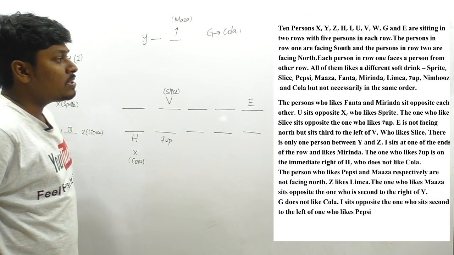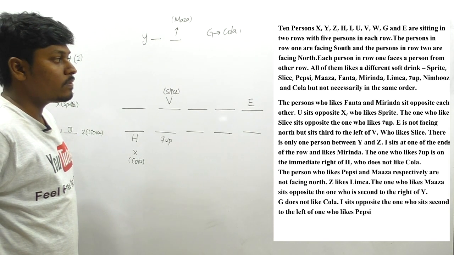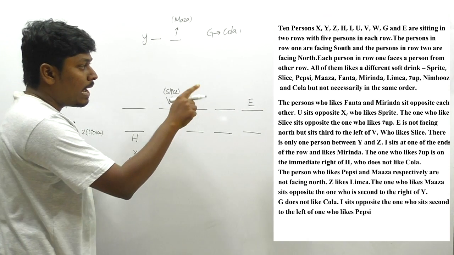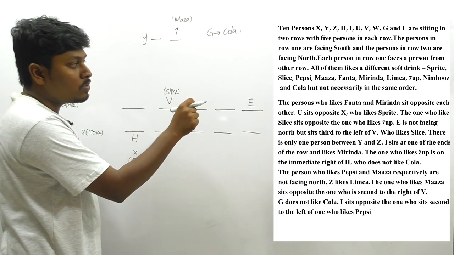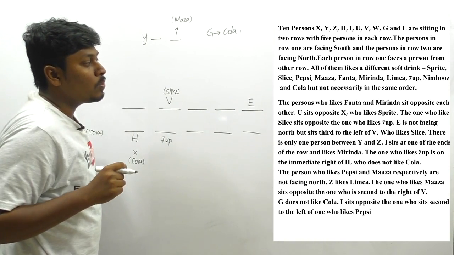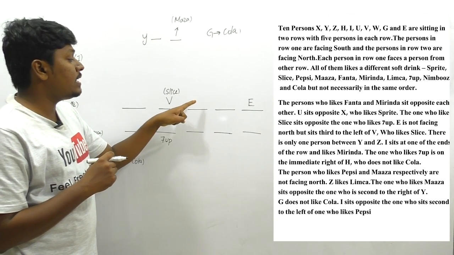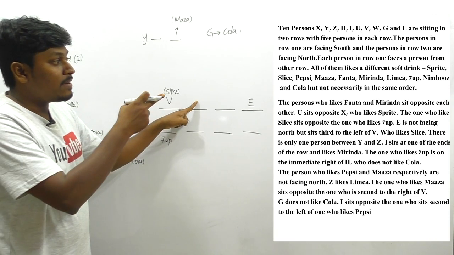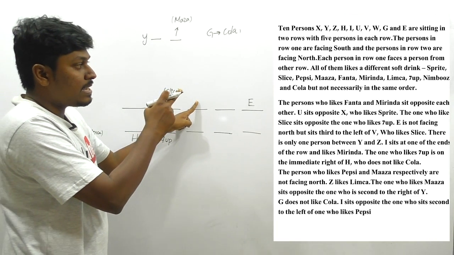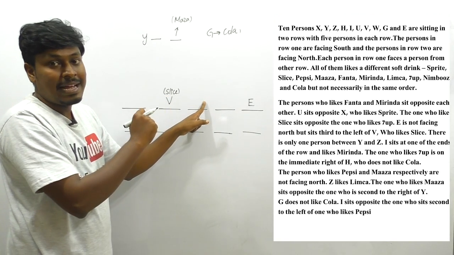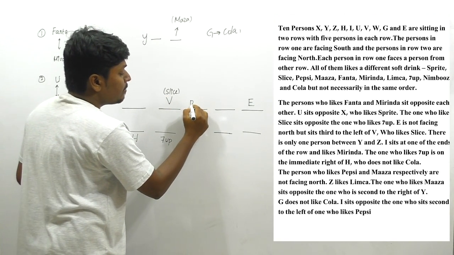I sits opposite to one who sits second to left of who likes Pepsi. Yeah, this is the exact clue. Friends, listen carefully. I sits opposite to one who sits second to left of the one who likes Pepsi. We already know that the Pepsi person is not facing north, so definitely the person Pepsi should come here, and they have given that at the second place on Pepsi's left hand side, the person I is sitting. So the person who is facing I is sitting. So I can definitely say that Pepsi should come here.